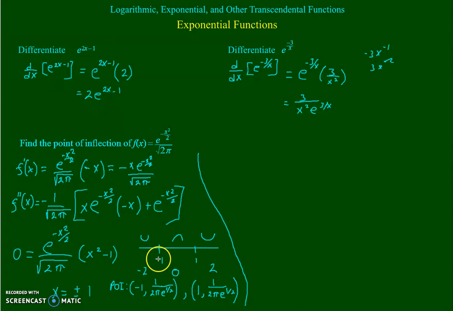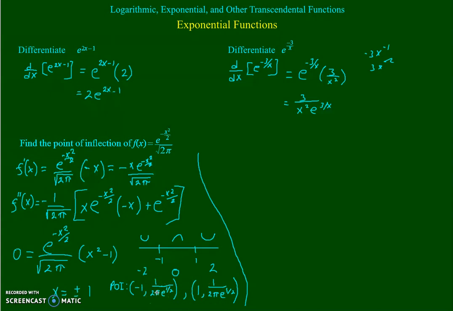And so negative 1 is the x-coordinate of our first point of inflection. When we take that negative 1 and substitute it into the original function, it gives us this. So this is our first point of inflection. And when we take this 1 and put it into our original function, we get this point of inflection. So there's our points of inflection here.